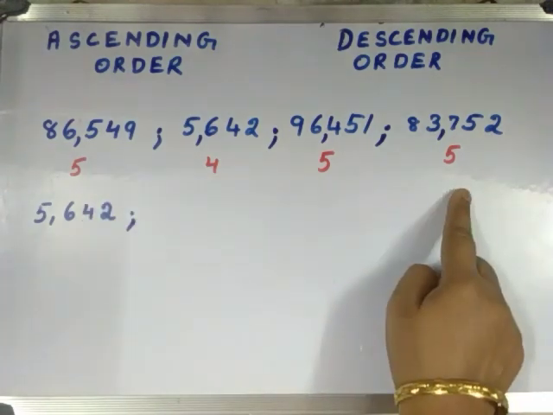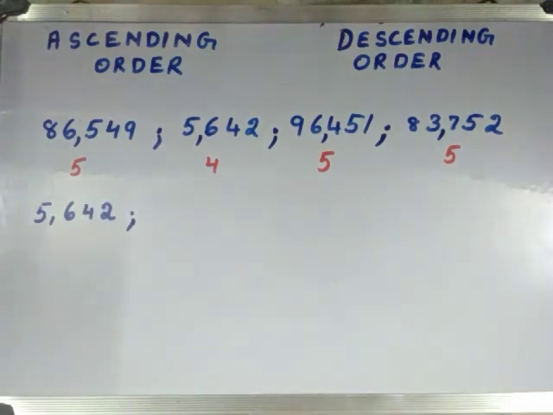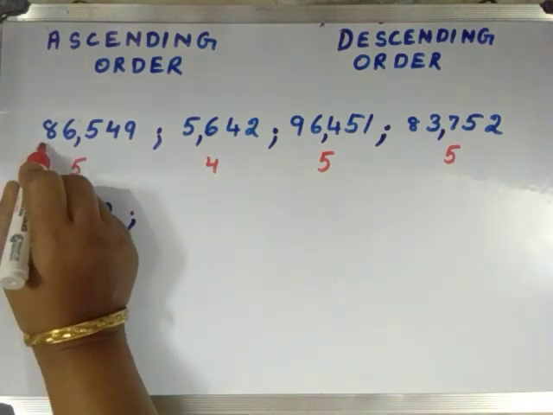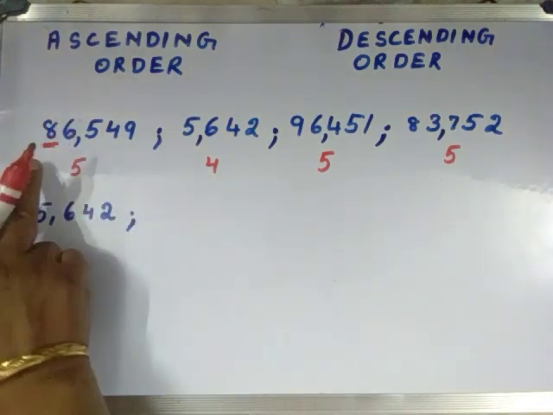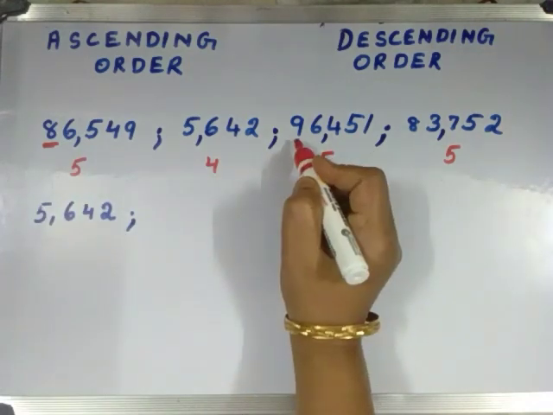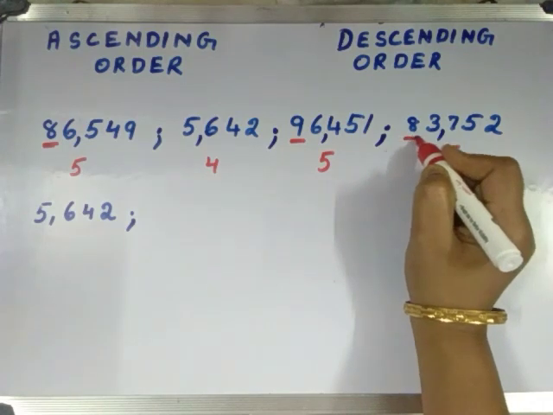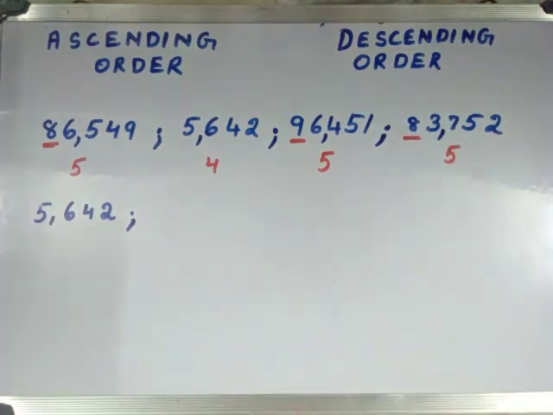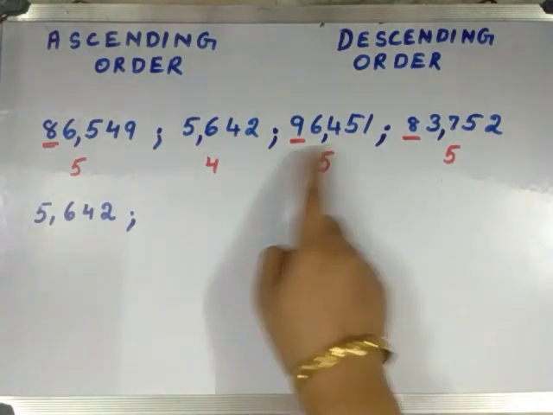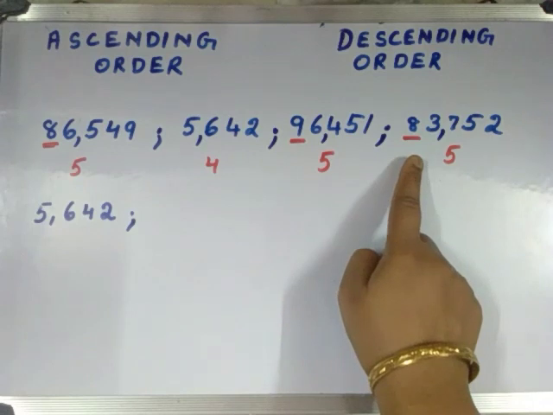Next we have 5-digit numbers, and here we have 3 numbers which have 5 digits. So what is the next trick we have to follow? If the numbers have the same number of digits, then we compare the first digit of each number. The first digit of this number is 8, the first digit of this number is 9 and the first digit of this number is 8. So which digit is smaller, 9 or 8? It is 8.